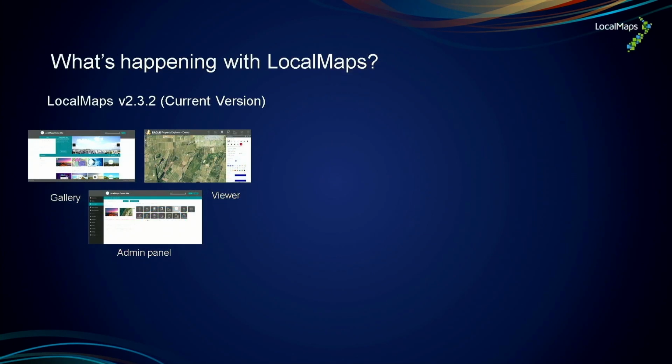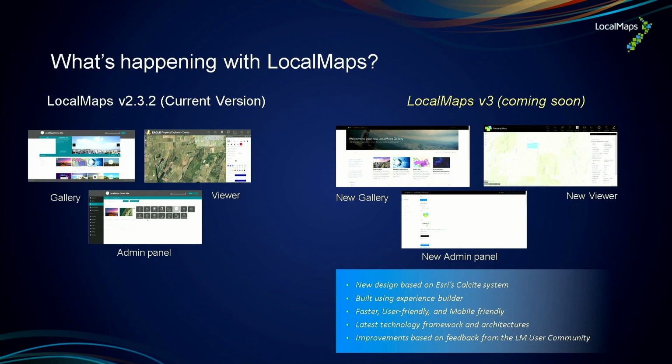Right, what's happening with Local Maps? The current version is built using the Web AppBuilder to ensure it's future-proofed and delivering more of what the user wants from Local Maps. And the team has been working on a new version of Local Maps built using Experience Builder. We are aligning ourselves according to Esri's direction. So from here on, our focus and development efforts will be more on the Experience Builder side of things.